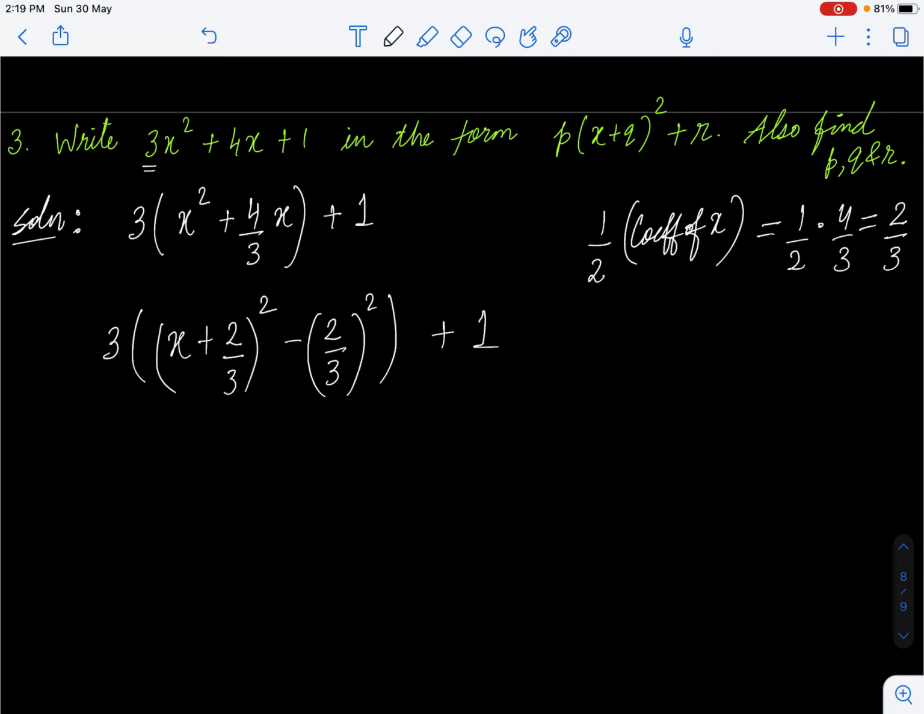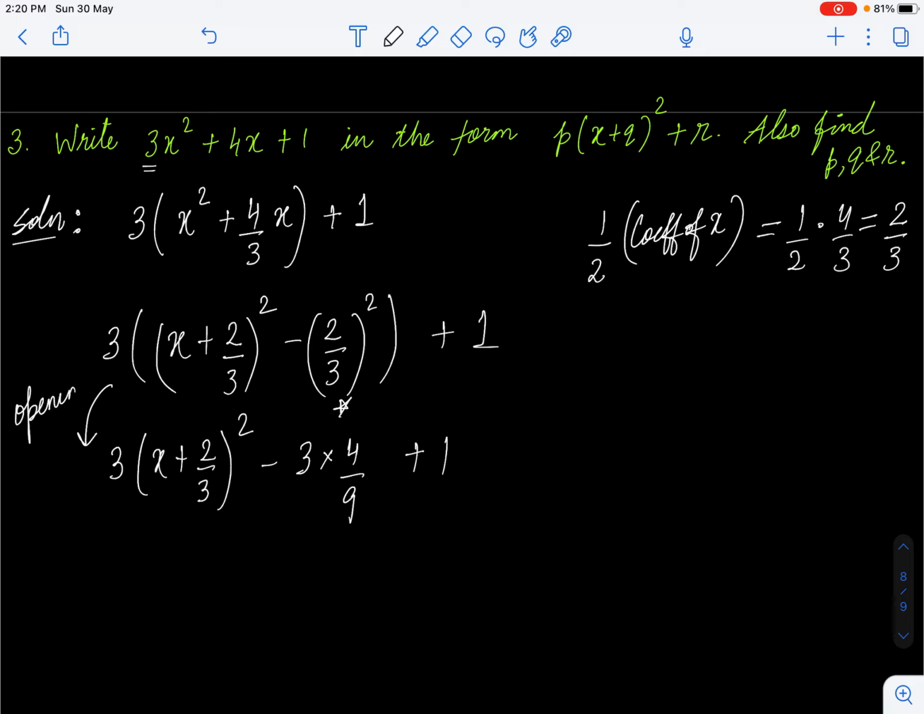So let's quickly multiply this and see what we will get. So we will get 3 times x plus 2 over 3 whole square. And what is this value? 2 square over 3 square. 2 square is 4, 3 square is 9. So this is nothing but 3 times 4 over 9 plus 1. So we are opening bracket here. If somebody is having confusion in this, so I'm just telling them we are opening brackets here and multiplying by 3.